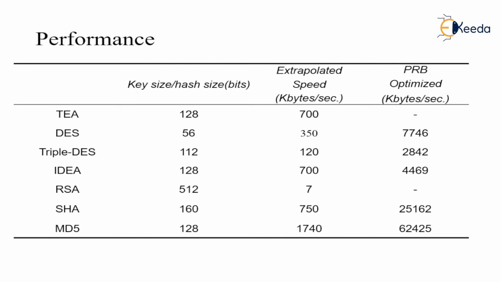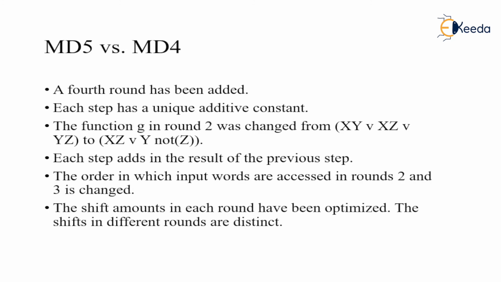Similarly, the RSA, SHA, and last but not the least, the MD5, which works on the key size of 128 bits, has the extrapolated speed of 1740 kilobytes per second, which is the maximum speed. And the optimized speed is 62,425 kilobytes per second. So this is the performance comparison of all the different types of the block ciphers which are used for the implementations of the hashing functionalities and the signatures.